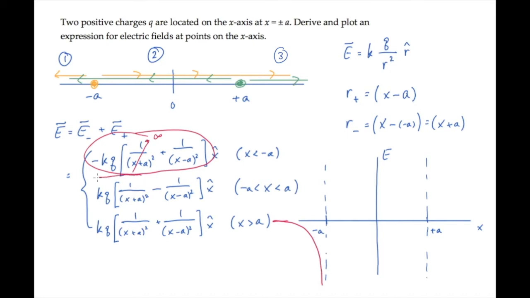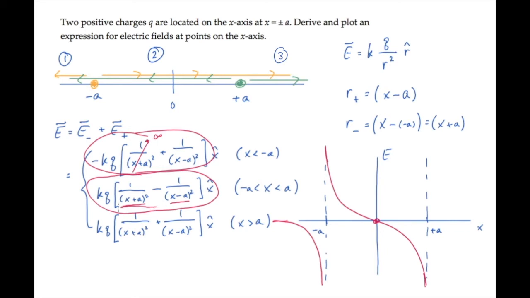And now for the middle expression in region 2. Let's notice first that when x equals 0, these two terms are equal and cancel, so there's no electric field where x equals 0. Notice that the first term blows up to positive infinity where x equals minus a, and the second term blows up to negative infinity where x equals positive a. If we draw a smooth curve between those 3 points, we get something that looks like this.